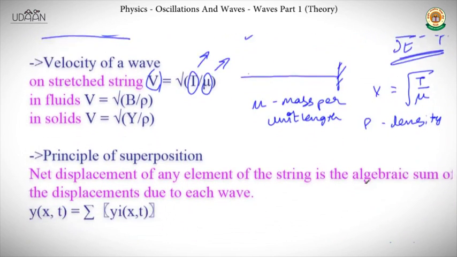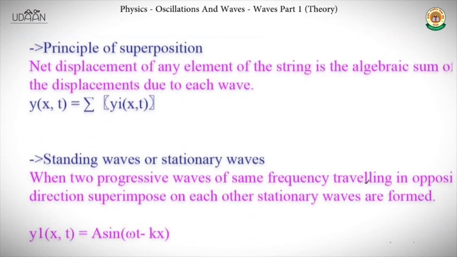Coming to the most important principle, which is called the principle of superposition. This is very widely used in the next concepts. So what is this? It says suppose we have two waves y1 and y2, and these two are acting on the same rope, for example. How is the final shape of the rope? The final shape y is just the algebraic sum of y1 plus y2.